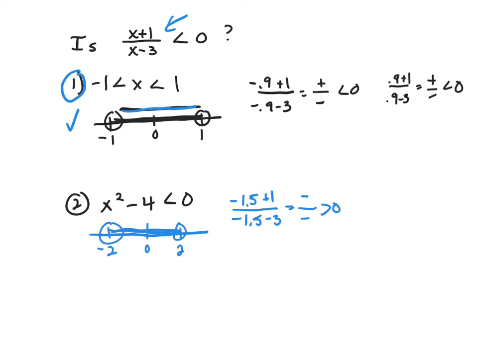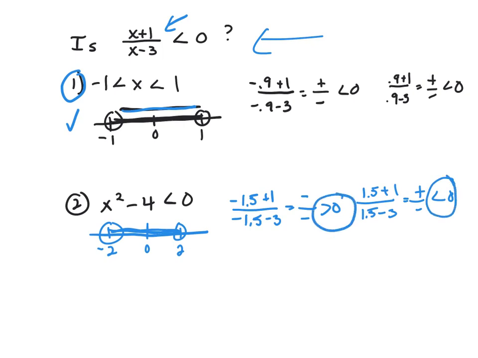Now let's try a positive one. Plugging back up here, if I choose positive 1.5 plus 1 over positive 1.5 minus 3, that's going to be a positive over a negative, and that's less than 0. So sometimes it's less than 0, but other times it's greater than 0. It's got to be consistent all the time, so clue 2 doesn't work. Your answer is A.